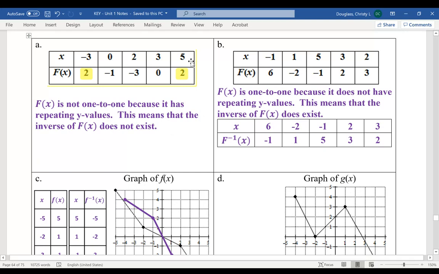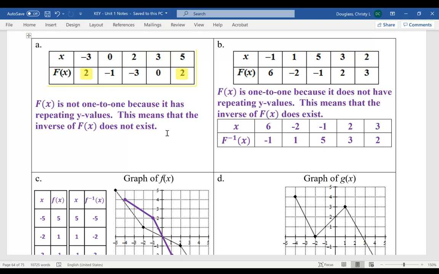Think about if we were to switch our domain and range values. We would have x values that repeat, which would not be a function. And that's why we say that the inverse of f of x does not exist, because we want the inverse of a function to also be a function. And in example A, that would not be the case.